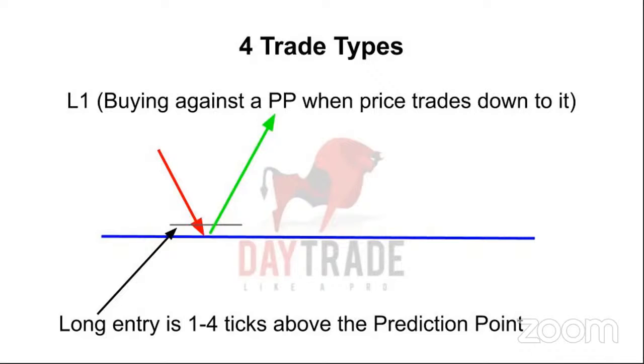So that's an L1. Price comes down, and we're placing a limit order, generally above the price. There are nuances to this, which we get into in the training, but I don't have time for that all today. So we'll go over that in the training when you sign up there.